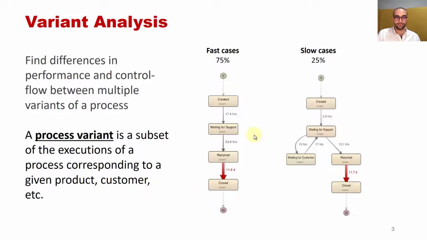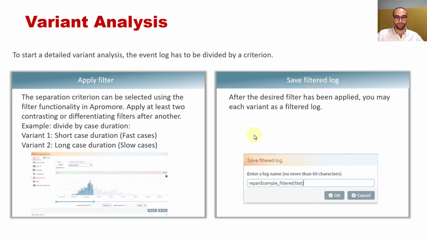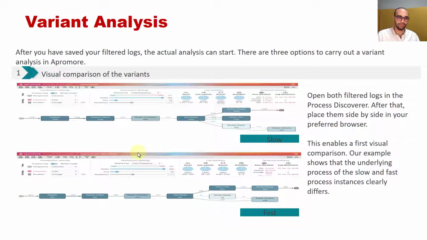This kind of comparison can be enabled by making a filter. So we apply a filter for the event log, and we split the event log into two different logs. The first one, for example, is going to be short case duration, which is the fast cases, and the long case duration, which is the slow cases, and then we can compare them side by side. As shown here, the one on the top is the slow and the one on the bottom is the fast one. This is the first way of performing the variant analysis.